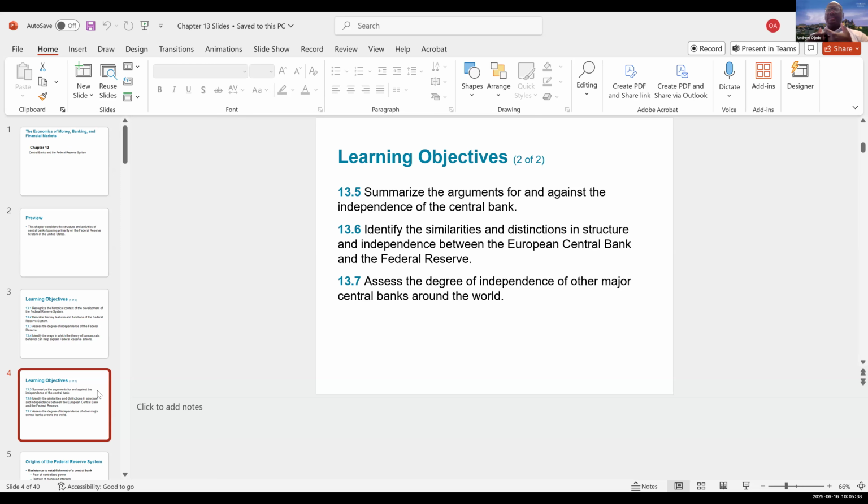And then we shall identify the similarities and distinctions in structure and independence between the European Central Bank and the Federal Reserve. Okay, the ECB, or the European Central Bank, is one of the newest central banks out there. It was created in 1999 when a group of European countries decided that they were going to adopt a common currency. So if you go to Europe right now, to places like France, Portugal, Italy, Germany, all those countries use a common currency called the euro. But before 1999, each country in Europe had their own currency.